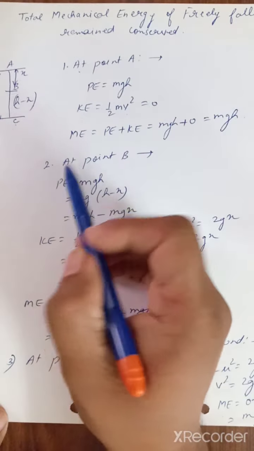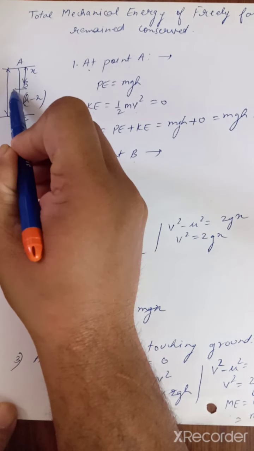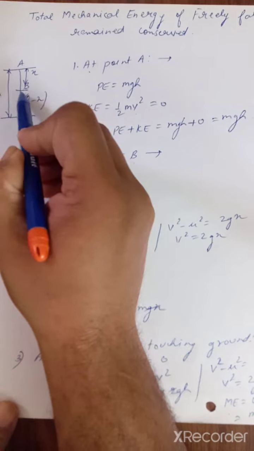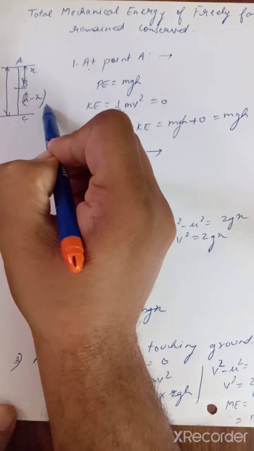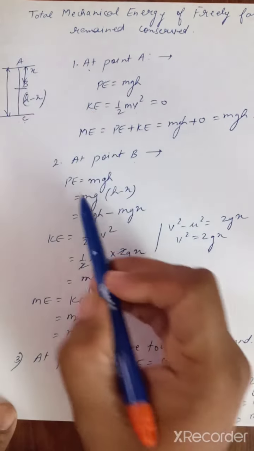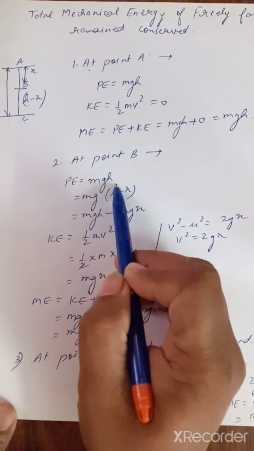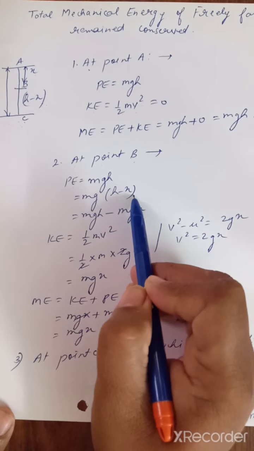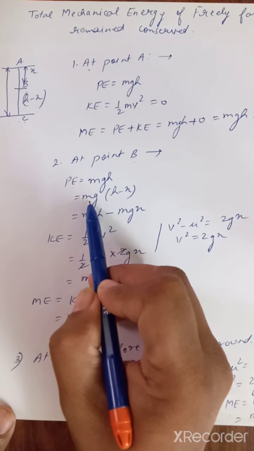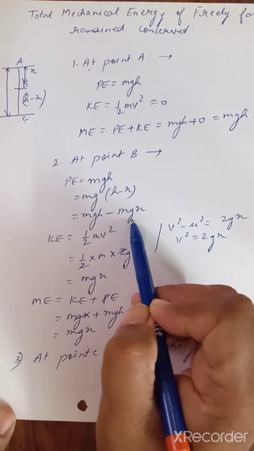Second, at the point B, now you see that when the object has reached here, and from here to here it will move the distance h minus x. So at this point the potential energy is equal to m into g into the height. Now m into g, and in the bracket you put the value of the height, which is h minus x. So when you multiply mg with h, you will get mgh, and with x you will get mgx.